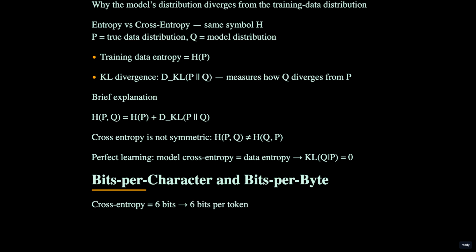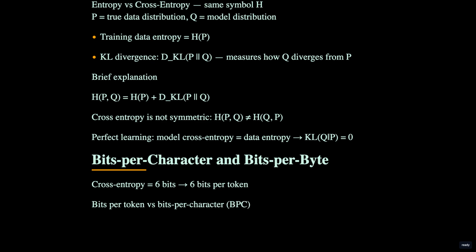Entropy and cross-entropy are measured in bits, which count the average number of binary decisions needed to specify an outcome. If a model's cross-entropy is 6 bits, it will need on average 6 bits to represent each token, equivalent to about 64 equally likely possibilities per token. This number is the information theoretic cost of encoding tokens under that model.